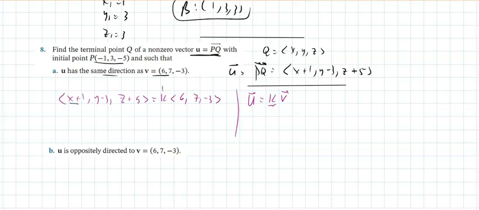Then we're going to say x plus 1 equals 6. That means x must be 5. y minus 3 must equal 7, so y must be 10. And z plus 5 must be negative 3. That means z is negative 8. And therefore, we can figure out that the point Q is actually 5, 10, negative 8.